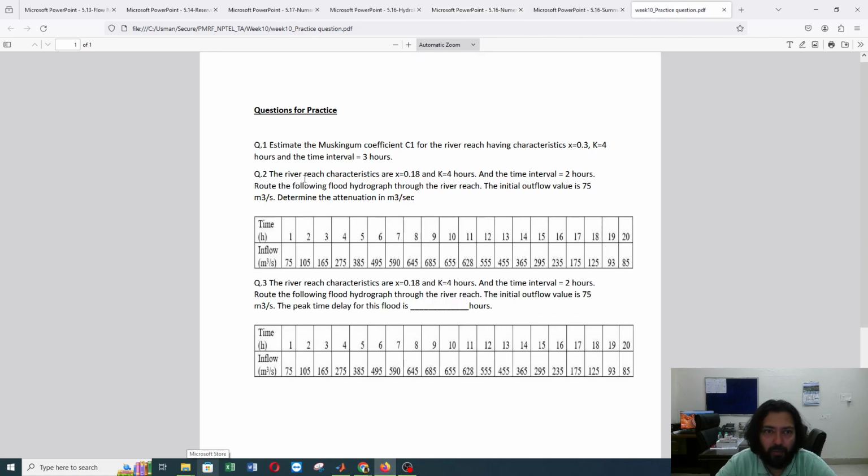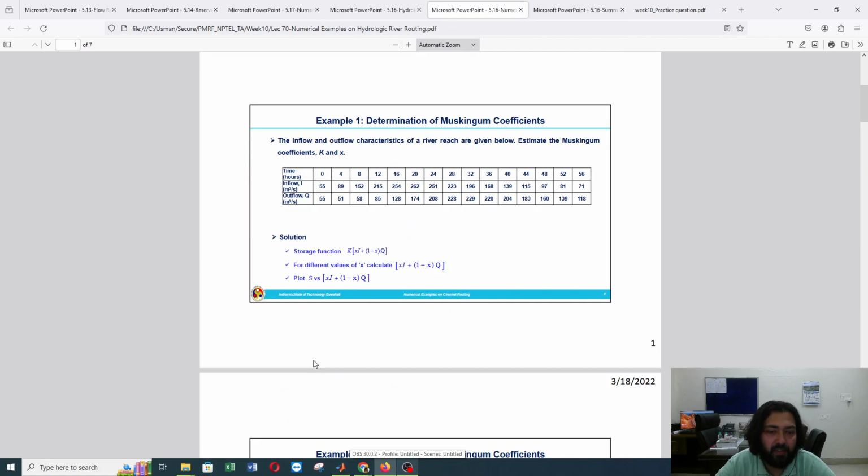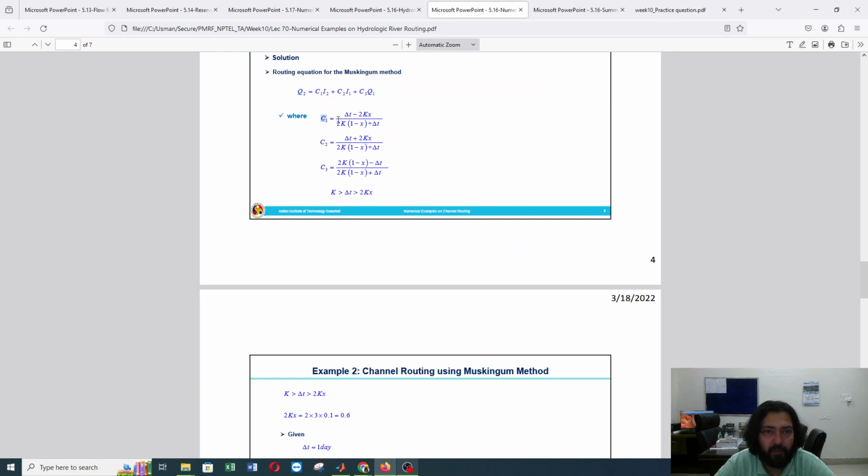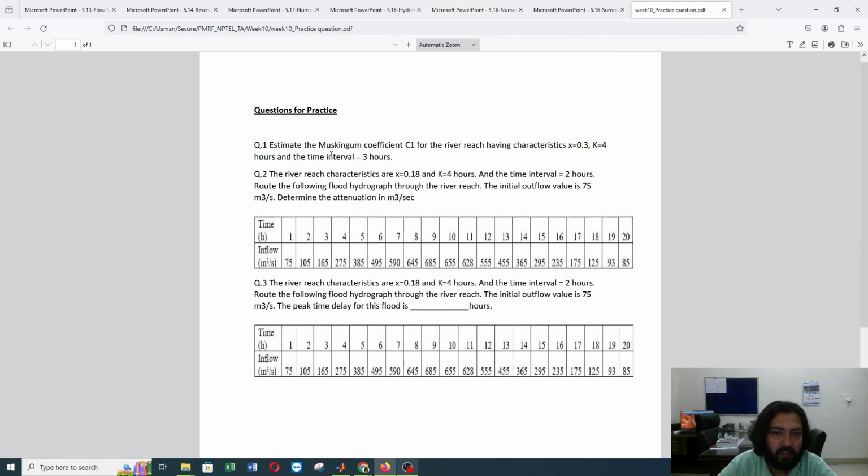Now we are going to see a few practice questions as well. The first question is to estimate the Muskingum coefficient C1 for the river reach having characteristics x, k and a time interval of 3 hours. So they are asking us to calculate the Muskingum coefficient C1. This can be done by using this equation. They have given us the values of k, delta t and x, so we can calculate the value of C1.